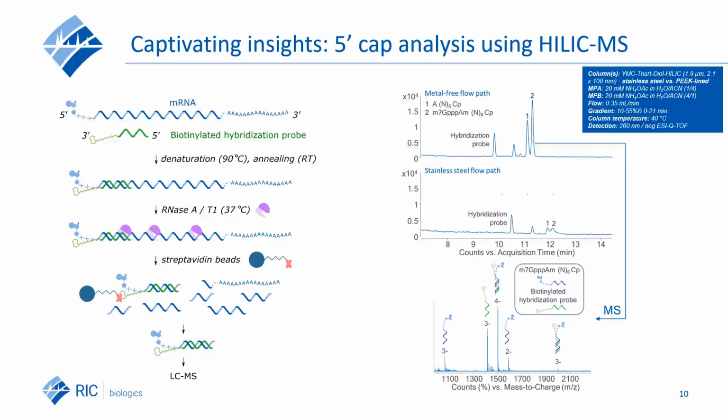Regarding the cap analysis, the sensitivity can be improved by purifying the 5' fragment from the digestion mixture prior to LC-MS analysis. This can be done by anchoring the RNase H cleavage probe to a binding moiety. After mRNA digestion, the 5' fragment can then be isolated using streptavidin-coated magnetic beads.